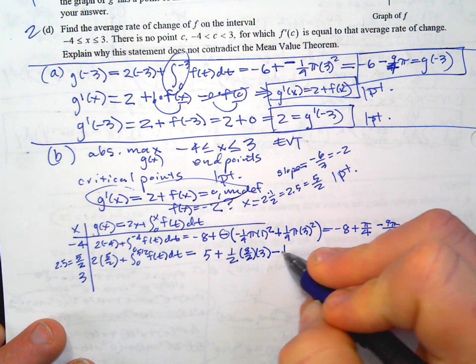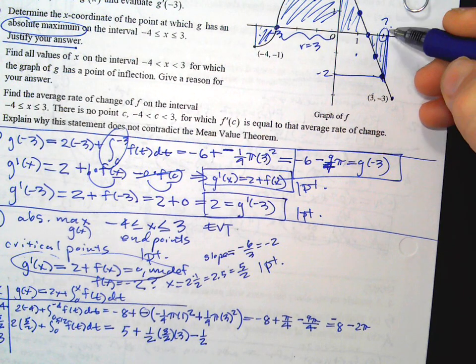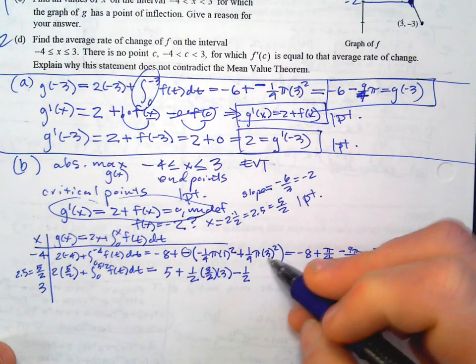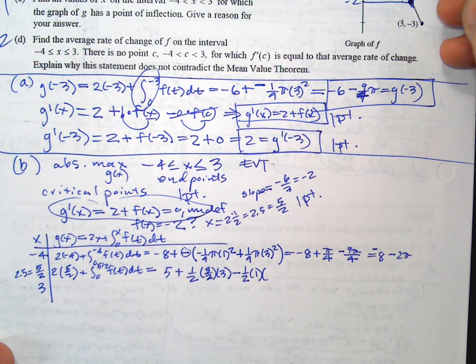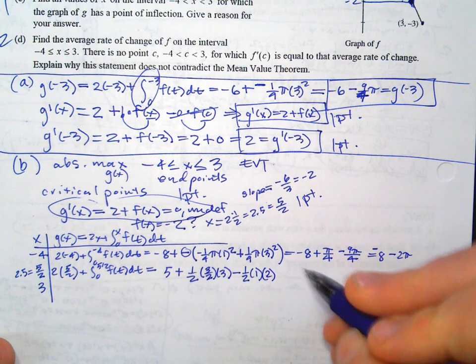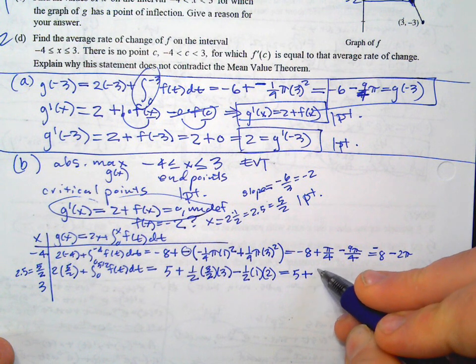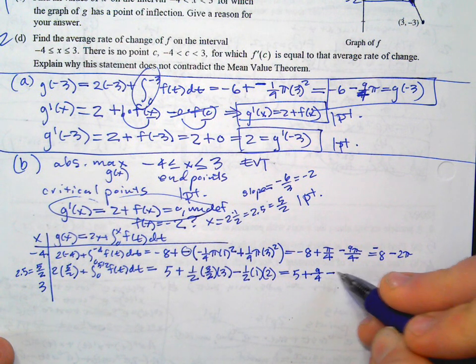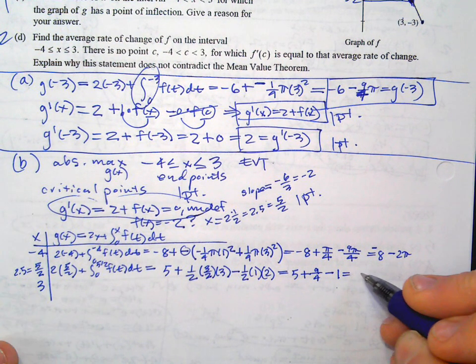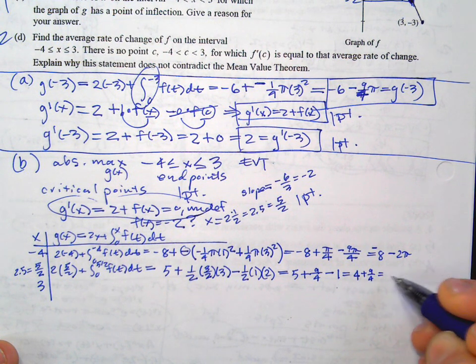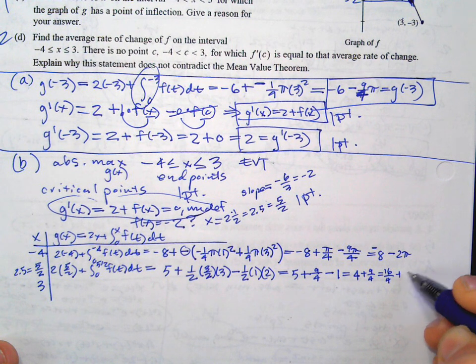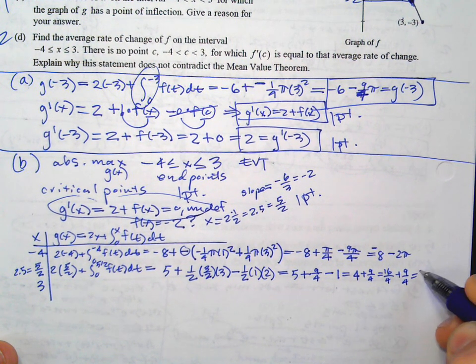minus 1/2 because it's below the x-axis. The base of that triangle is 1.5 to 2.5. So the base is 1. The height is 2. So we're going to get 5 plus 9/4 minus 1. So 4 plus 9/4, or 16/4 plus 9/4, 25/4, 6 1/4.